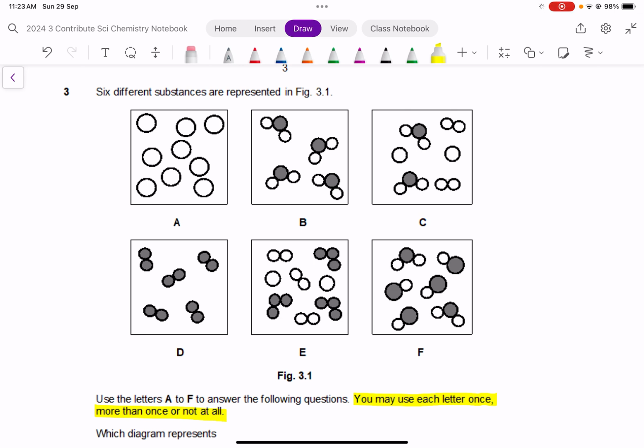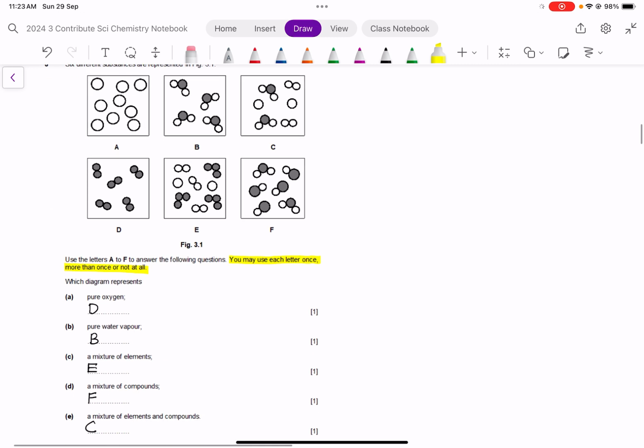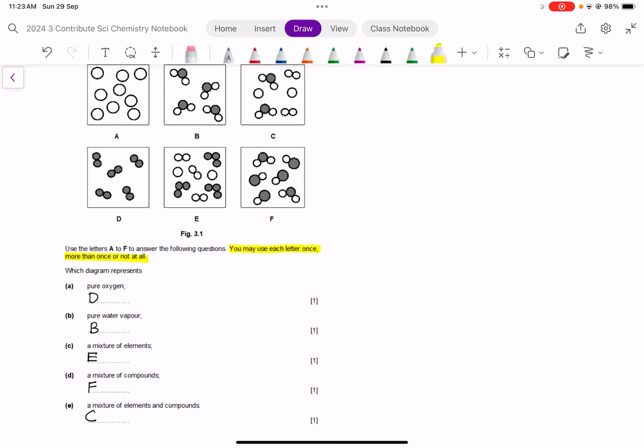There is no need to cancel out and use every single letter once, because you may use each letter once, more than once, or not at all. So now if you look at the arrangement of the particles, you will come to the conclusion the answers are D, B, E, F, C.